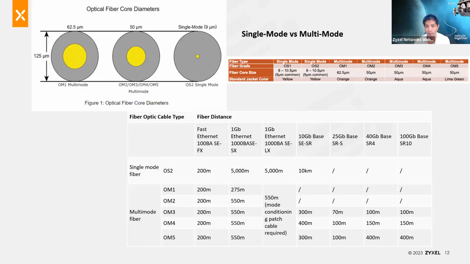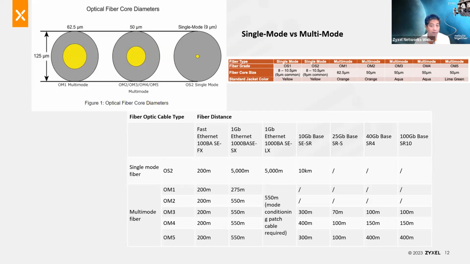So I did mention the differences between single mode and multi-mode fiber. From a physical perspective, single mode has a smaller core on the fiber. And then the multi-mode is easier to work with, and it's the typical one that most people use today, with the larger core. You can see the differences between the speeds on that table, and the fiber distances that it can go.